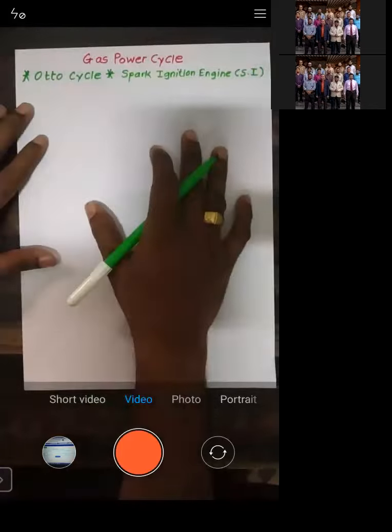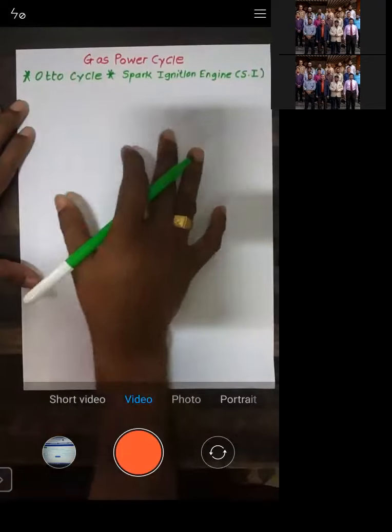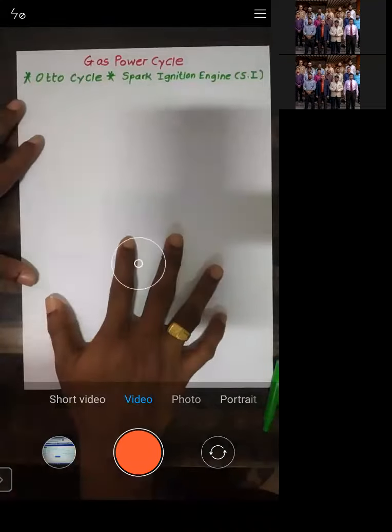Let us start the Otto cycle now. If you need to understand any cycle, whether it's Otto, diesel or dual, you should be able to plot the PV and TS diagram. So in this chapter, for every cycle, we will simultaneously plot the PV and TS diagram. I will start with the PV diagram of the Otto cycle.